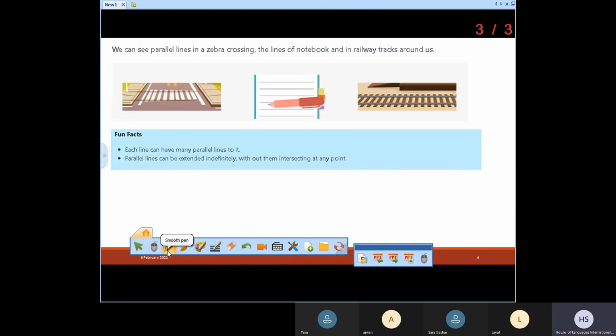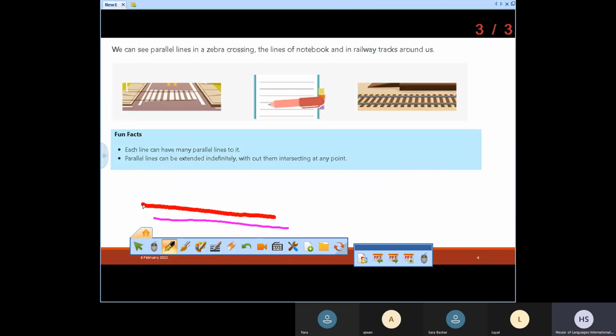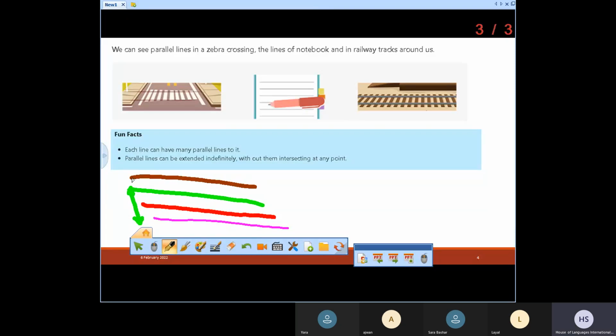Now, if I have this one, imagine this is different. I want you to know that I can draw one line parallel to it. There is one parallel to the purple one. And I can draw a green one that is parallel to the purple one. I can draw a brown one, which is also parallel to the purple one. So there are many parallel lines, or you can say there is an infinite number of lines parallel to the same line, as you see here.